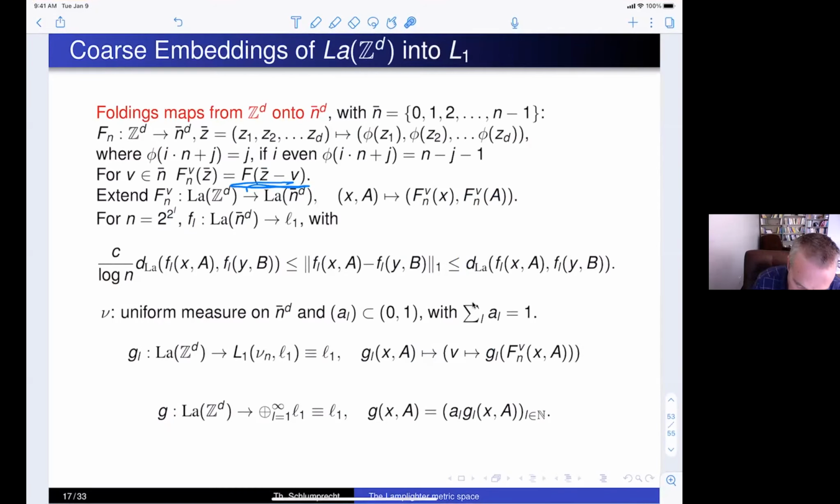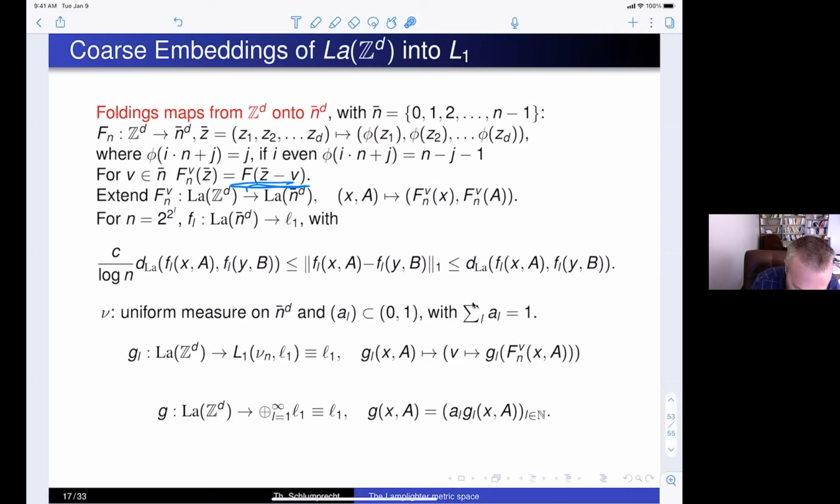Okay, so I'm fixing for every L and for every n such a map. Now I have to take the average over all shifts. I take V to be the uniform measure on the shifts, and I'm fixing a sequence of A_L's which add up to 1.